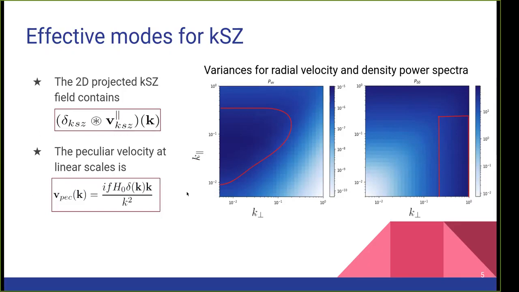The reason that we don't consider the darker region at the top of the density power spectrum plot is because we ignore any modes greater than 0.14 inverse megaparsec, and that's due to nonlinearity. So we ignore radial nonlinear modes.